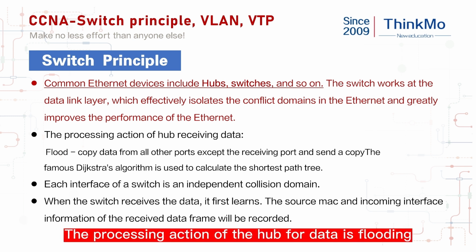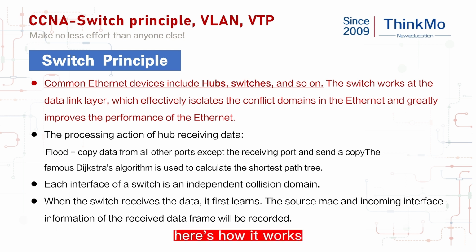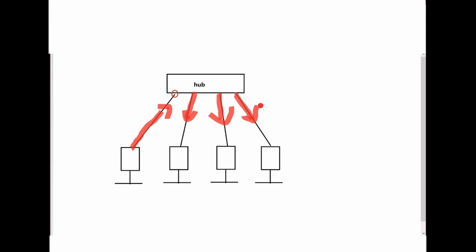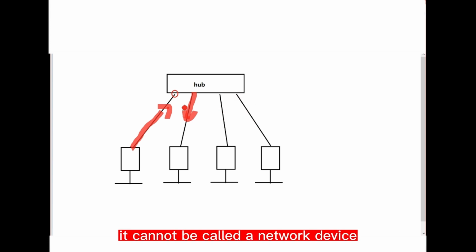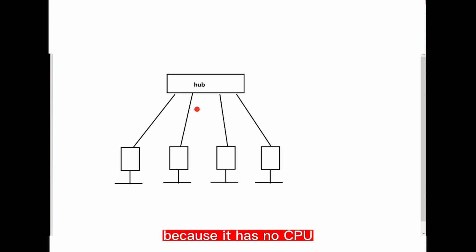The processing action of the hub for data is flooding. Flooding means the data is copied and a copy is sent out of all ports other than the receiving port. So when the hub forwards, no matter what the data is, it doesn't care where it goes. As long as the data comes, it will flood out. So actually, it cannot be called a network device. It is just a product of the physical layer, because it has no CPU. It does not need to calculate. This is how it forwards.